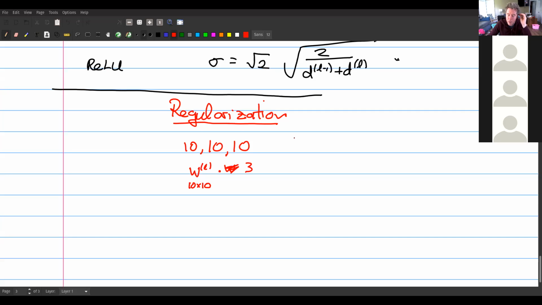Just as a rule of thumb, you want the amount of data to be 10 times the number of parameters. That's easily not going to be the case if you have these big neural networks with matrices containing literally hundreds or thousands of parameters. So how do you do regularization?